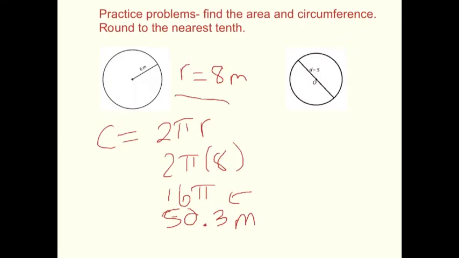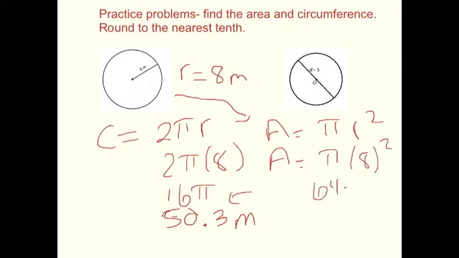Again, I'm going to do this one, but for area. So for area, it's now going to be pi r squared. I'm still going to be using the same r, so area is going to equal pi times 8 squared. That's going to equal 64 pi. Notice I'm still keeping it in terms of pi until the very last step. And now I'm going to go on my calculator and do 64 times pi.